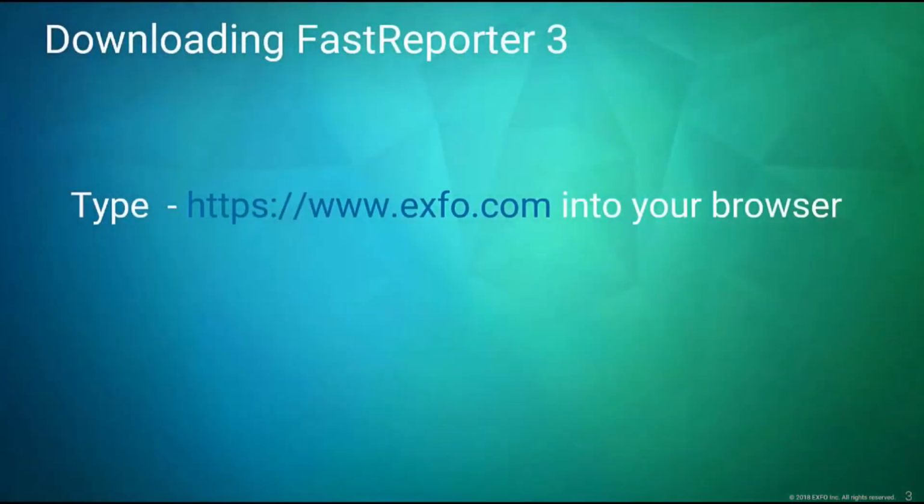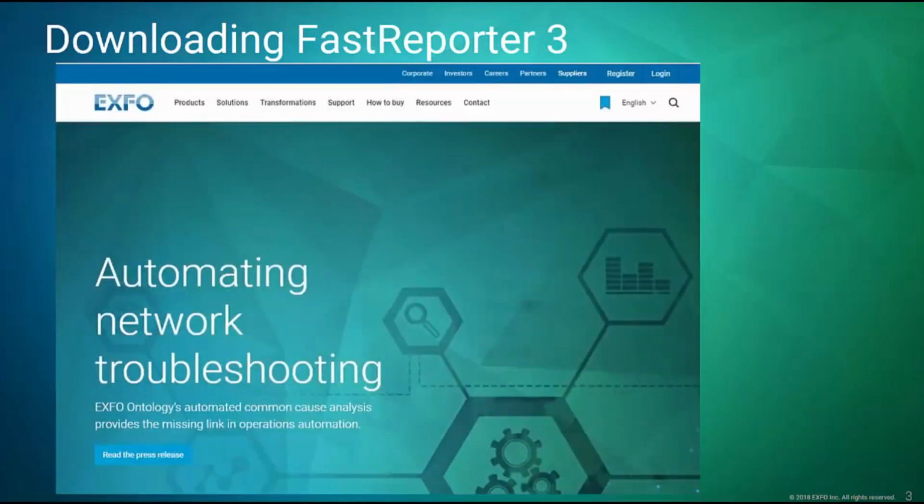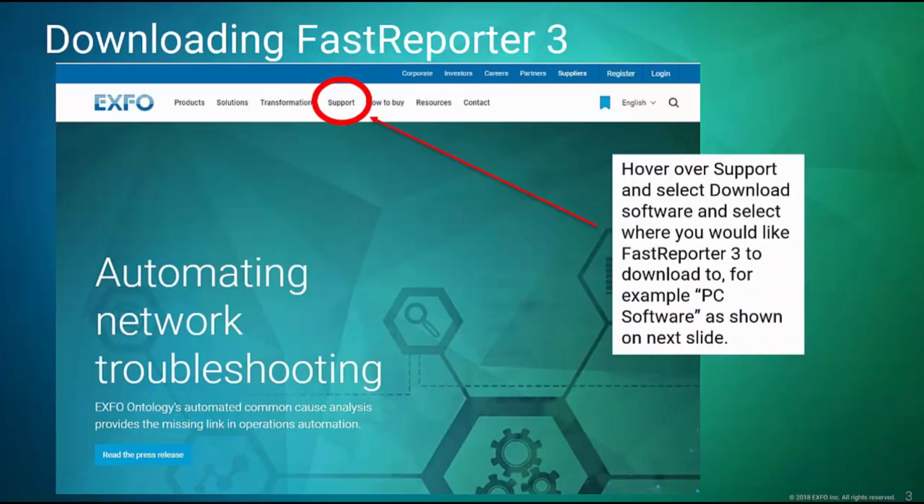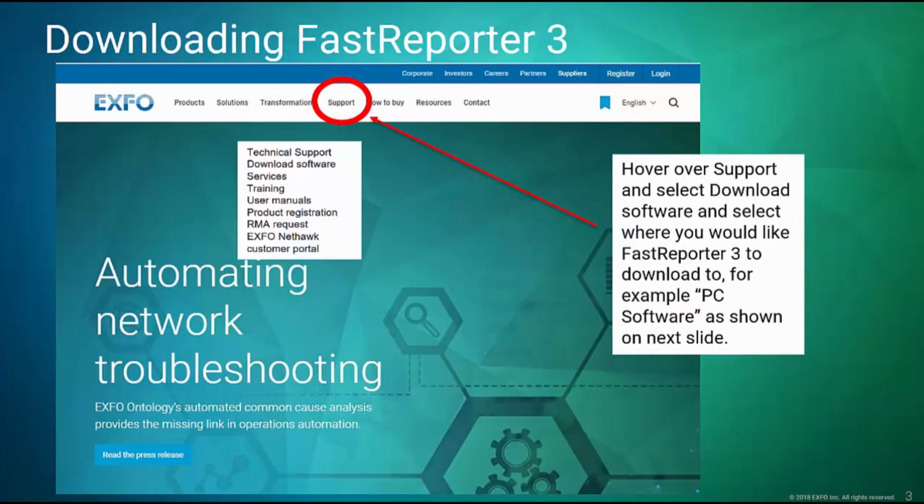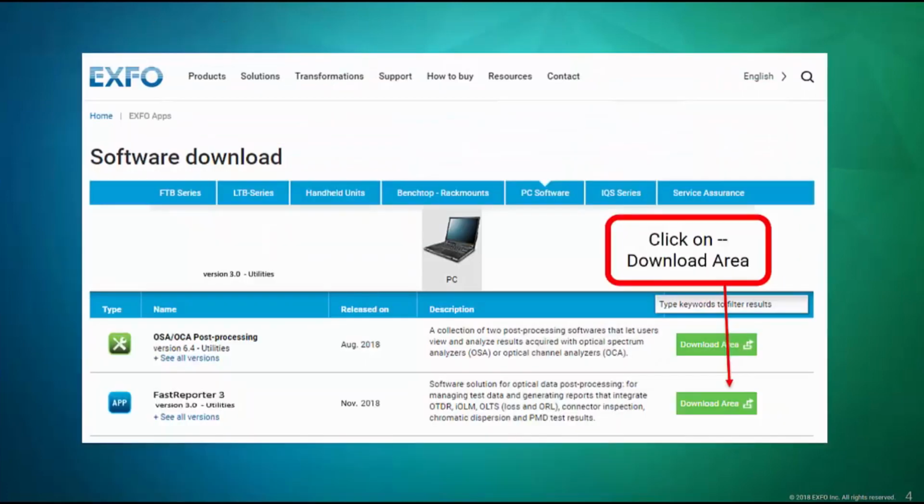To begin with, type in www.exfo.com into your browser. You'll see a screen that pops up, which is the exfo.com site. Hover over Support, and download software will appear as an option where you can decide where you want to download to, as shown on this next slide.